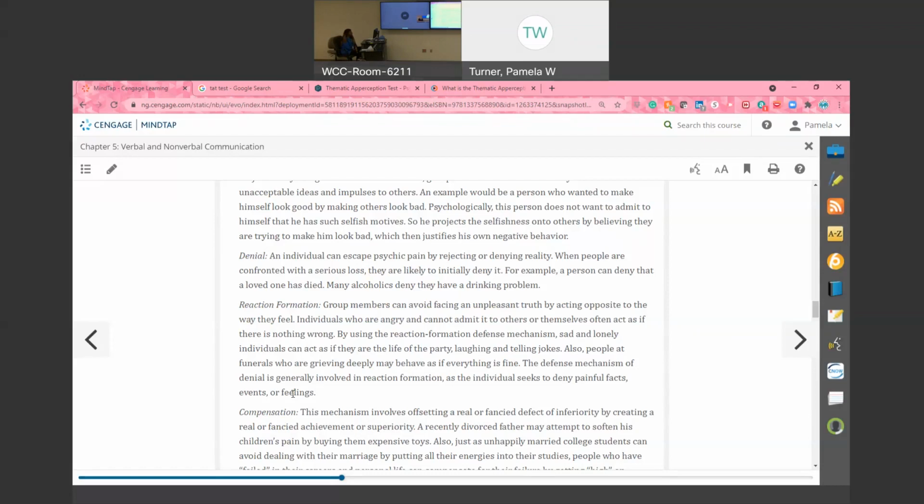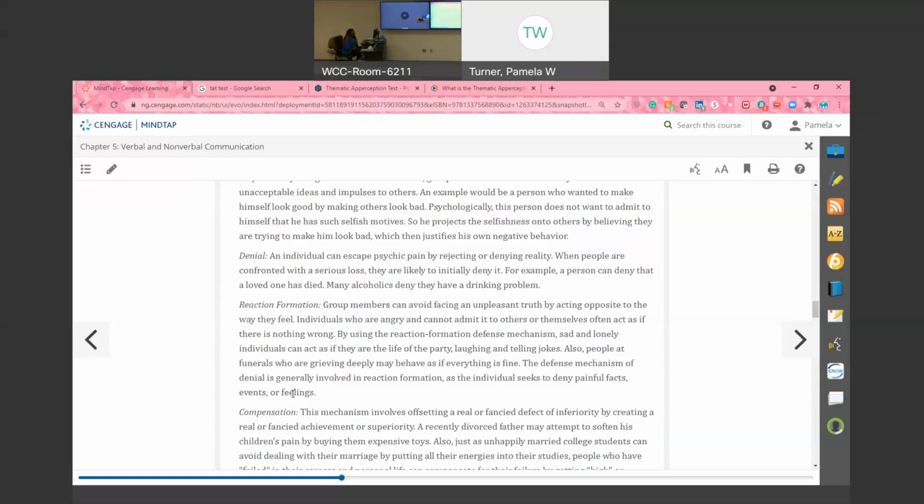Also, people at funerals who grieve deeply may behave as if everything was fine, right? The defense mechanism, denial, is generally involved in reaction formation as individuals seek to deny painful facts, events, or feelings. So I like what he said. When someone is dying or someone has died, it is so easy for me to forget the bad things, right? So on the inside, I still might be very upset, almost angry at the person, but I'm forming a different reaction, right? Because it wouldn't be okay to be angry at a dead person. So I'm going to form a reaction differently than how I actually feel.